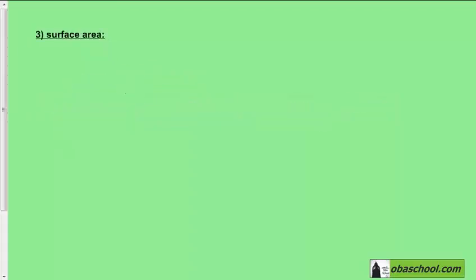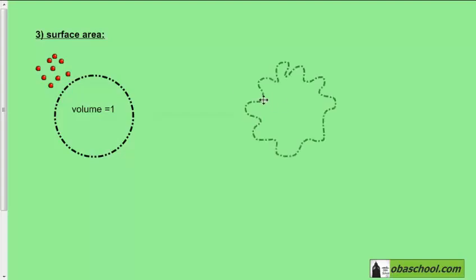The third factor is the surface area. Let's assume that we have this cell. This is the cell membrane, and let's say that the volume of this cell is 1 unit. These are the substances that will diffuse into the cell because they are concentrated on the outside more than on the inside. Let's assume we have this other cell.